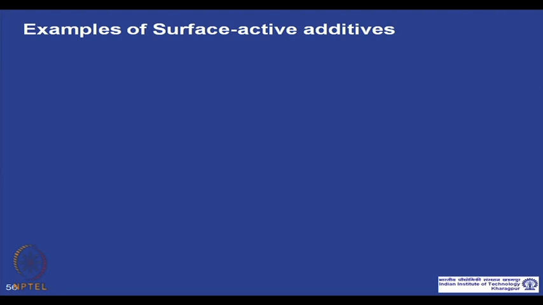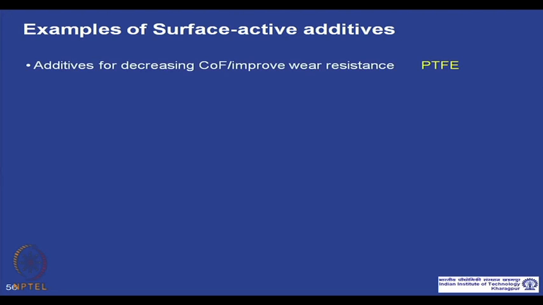Compatibilizers are block copolymer type surface active agents which go and occupy the interfaces between two polymer phases to reduce the interfacial energy between the two polymer phases, and act as a compatibilizer. These are some few examples of surface active additives.